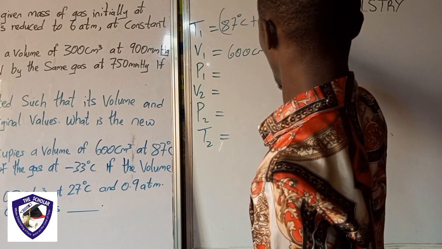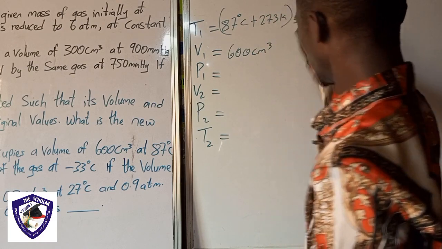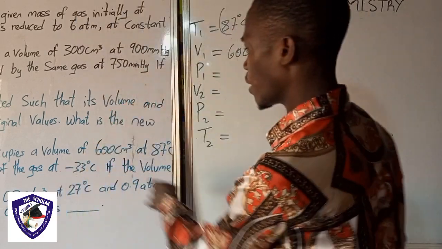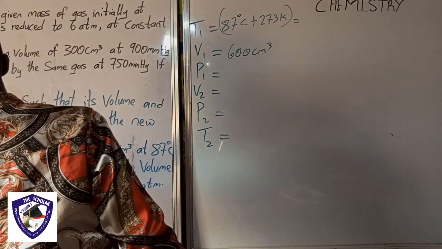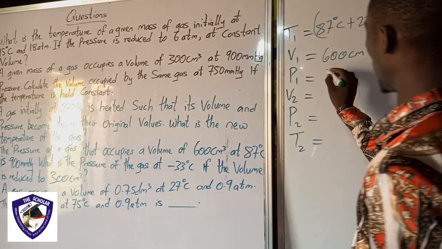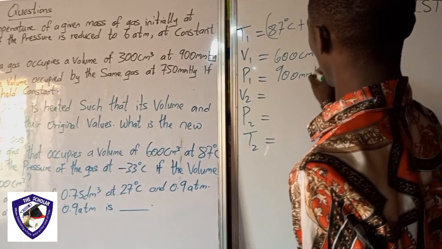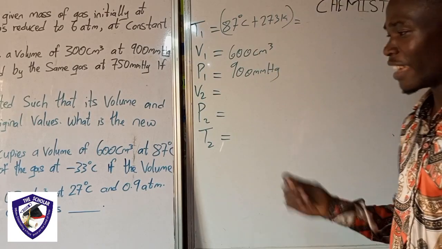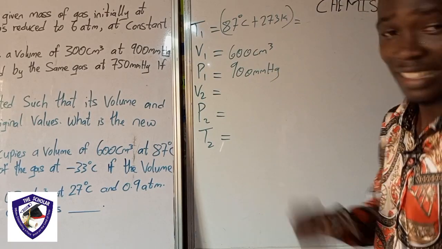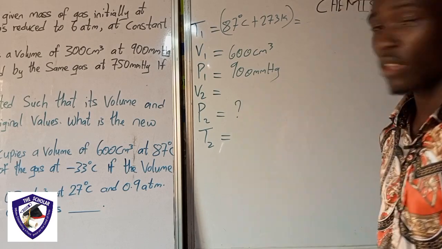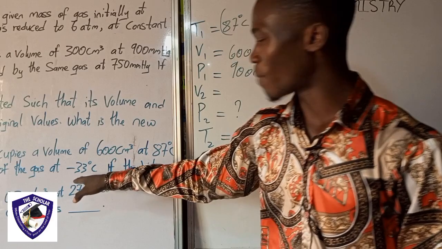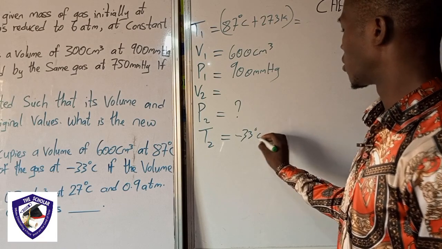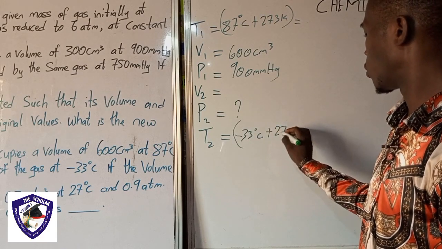Let's convert it to Kelvin. That's plus 273 Kelvin. 273 plus 87. Now, the pressure is 900 millimeter mercury. That is our P1. What is the pressure of the gas? That is a question. It is asking a question. It means we are looking for our P2. What is the pressure of the gas at minus 33 degrees Celsius? Our temperature, minus 33 degrees Celsius. Let's convert that to Kelvin also.